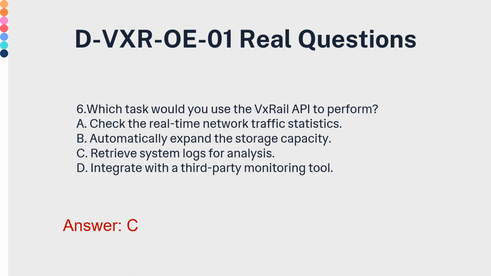Which task would you use the VxRail API to perform? A. Check the real-time network traffic statistics. B. Automatically expand the storage capacity. C. Retrieve system logs for analysis. D. Integrate with a third-party monitoring tool. The correct answer is C.